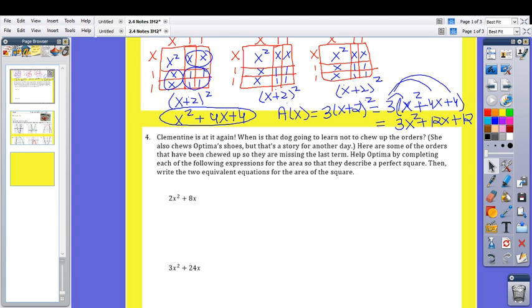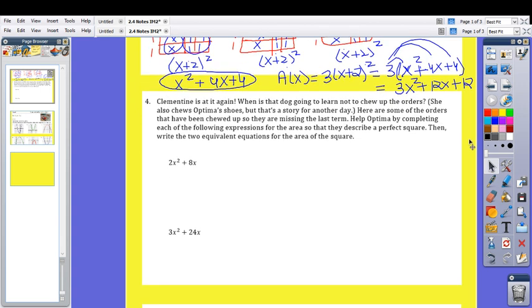Remember she had a dog and he chews. So here we are, the dog again chewed her blocks. So we have to complete the squares to calculate the area of it. You can see there are 2 exactly identical blocks, so we have one block and another block.